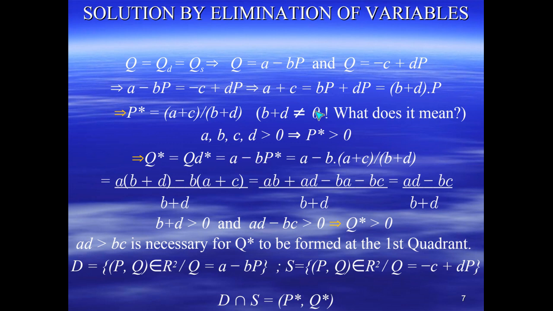But what does it mean? Geometrically and mathematically, what does it mean that B plus D is 0? Alright, the denominator should not be equal to 0. But what does it mean? It means, let's go back to the picture.